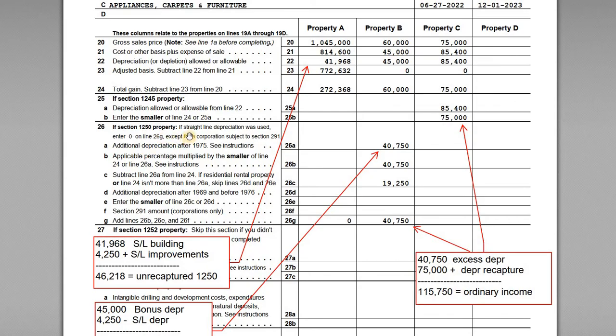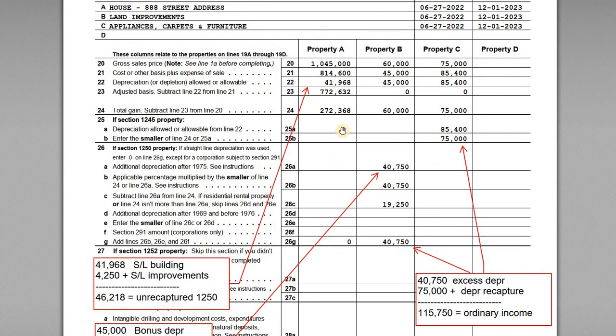Now, if it's 1250 property, and if straight line depreciation was used, enter 0 on line 26G, right, except for a corporation applying section 291. But enter 0 on 26G. So we enter a 0 there, which means we're not required to complete anything here. And that's because this is real property, so Section 1250 property, but we used straight line depreciation, so we can skip this. All right. So ultimately, what this means is the depreciation recapture up there, that's going to be the unrecaptured 1250 gain. And so we'll come back to that later.